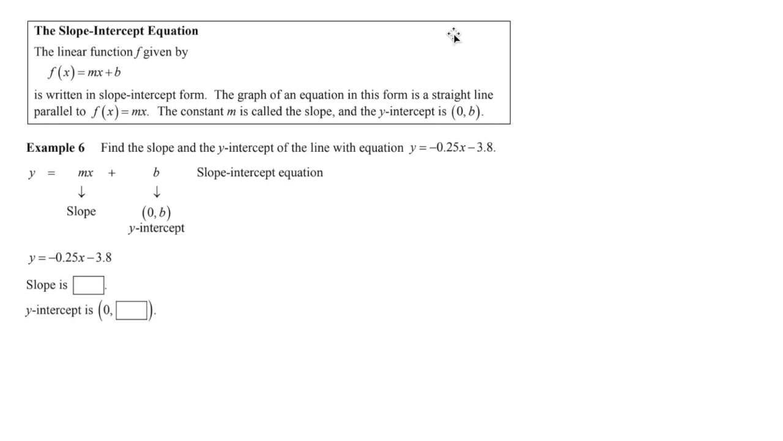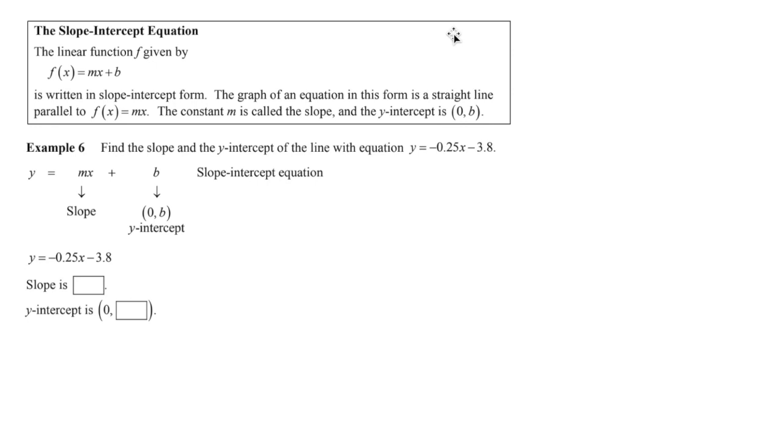Slope-intercept form is given by our linear function, f of x equals mx plus b. This is written in slope-intercept form. There are two things that we can pull from this equation. The constant m in front of x is known as our slope, which we've been finding, and our y-intercept can be found by taking 0, b.